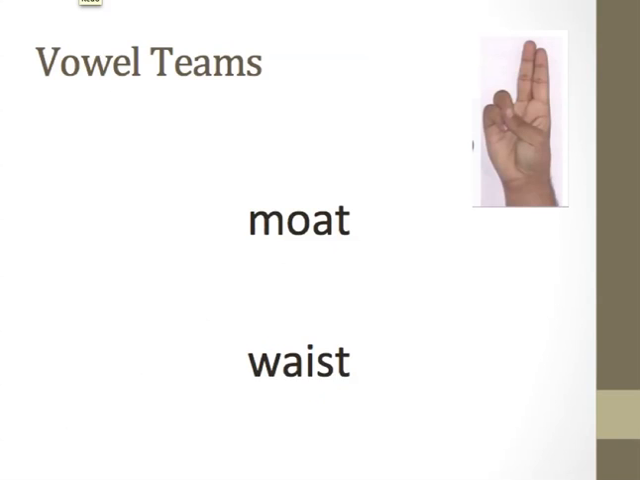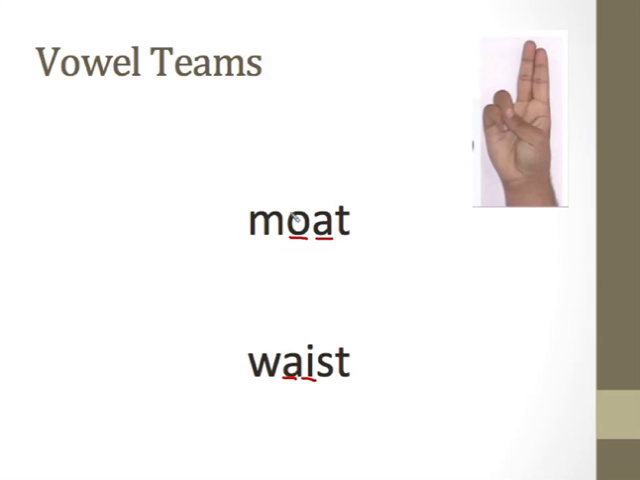Vowel teams is probably the most tricky. Whenever you have two vowels together, you have a vowel team, but there are many rules about how vowel teams should sound. For right now, we're most concerned about being able to identify that it is a vowel team, and we are still working on learning in class all the different sounds that come from vowel teams.